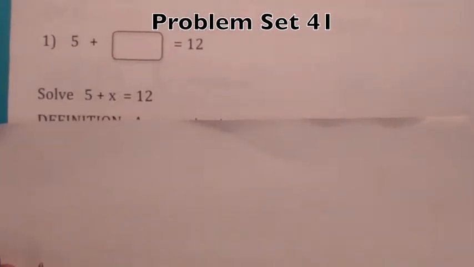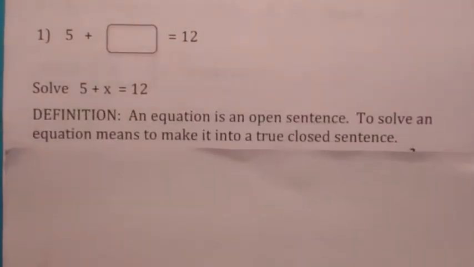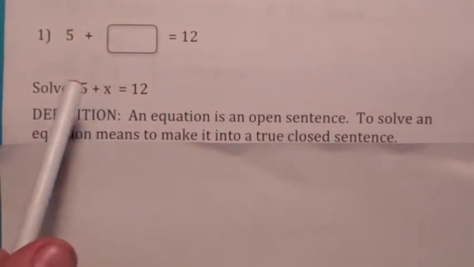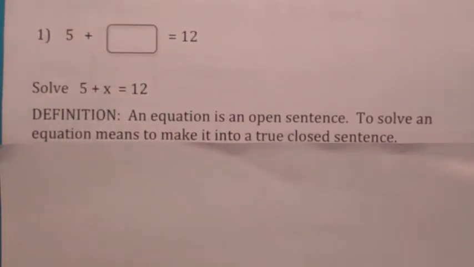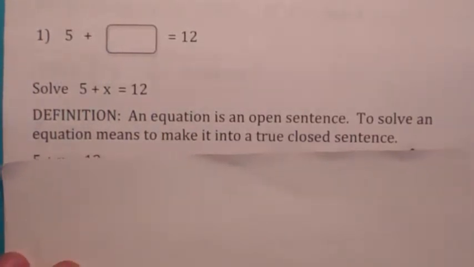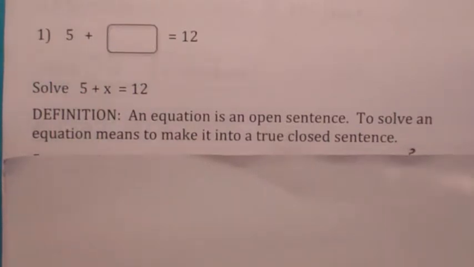An equation is actually the exact same thing as an open sentence. Instead of a box, we're putting a variable like x. So 5 plus x equals 12. When we say solve that equation, we want to find the value of x that makes this true. Now, in some of these you can just look at it and see. For example, in this one the answer is 7, right? X equals 7 makes it true.